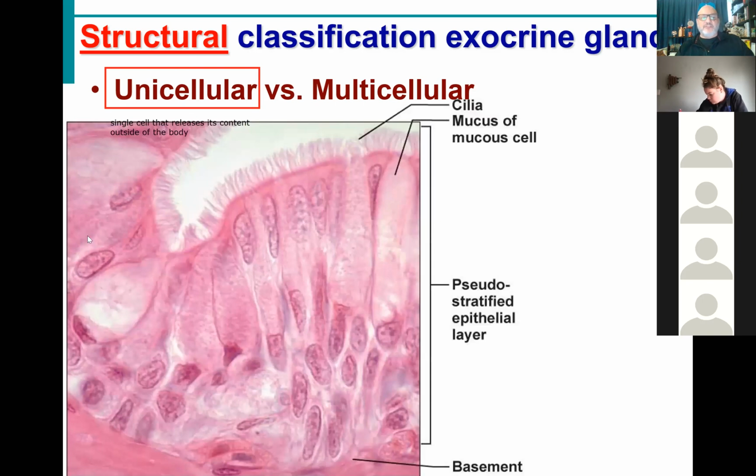There are lots of examples of them. In fact, we've already seen one. Your friend and mine, the goblet cell, was a perfect example of a unicellular gland. Here again, we see it. What type of tissue is it sitting in? Identify the tissue type in the field of view. Pseudostratified ciliated columnar epithelial. How did you know?